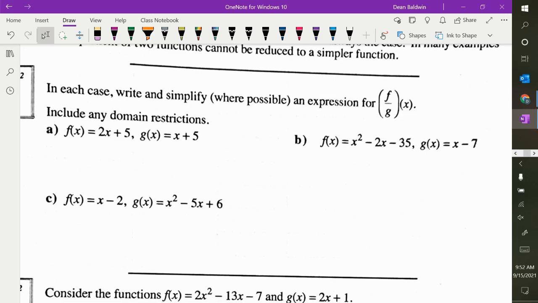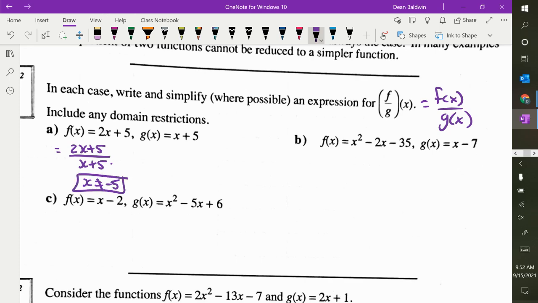Okay, f over g of x of all these different ones. So remember, that is just f of x over g of x. So this one becomes 2x plus 5 over x plus 5. Domain restriction is? Negative 5. So we just say x cannot equal negative 5. You got a mark. Can I simplify this?